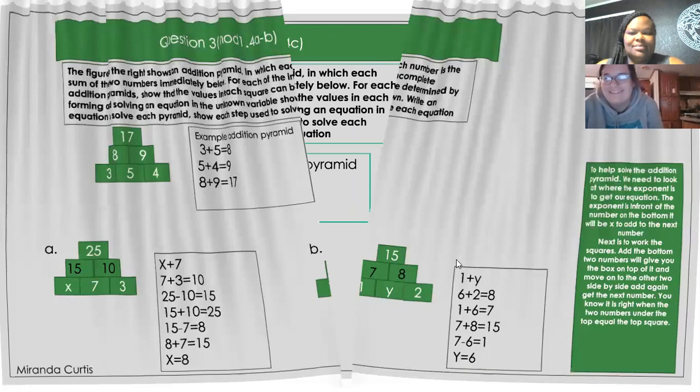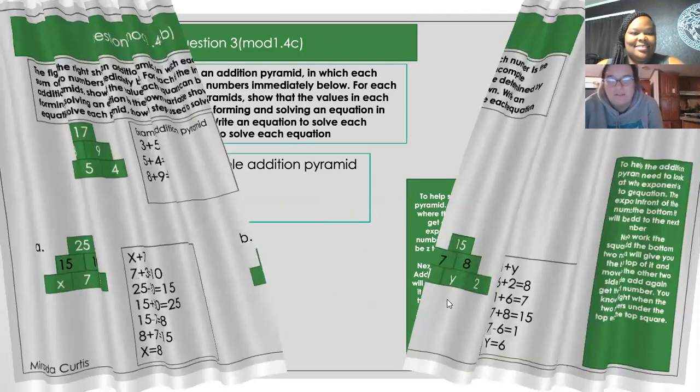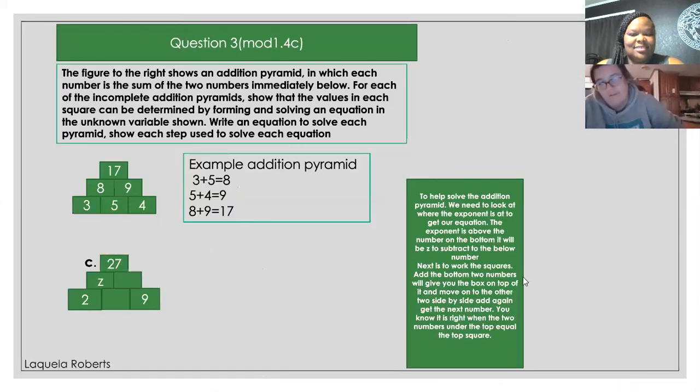We're going to get there. Our pyramid squares is just as it follows. 6 plus 2 equals 8, 1 plus 6 equals 7.